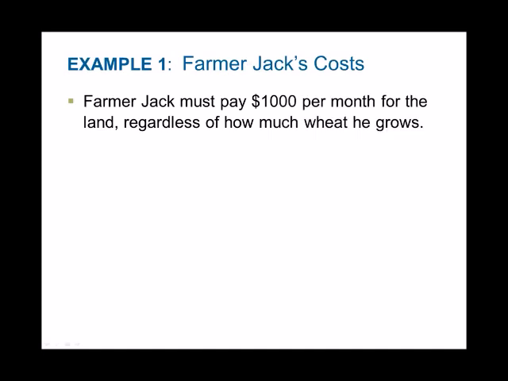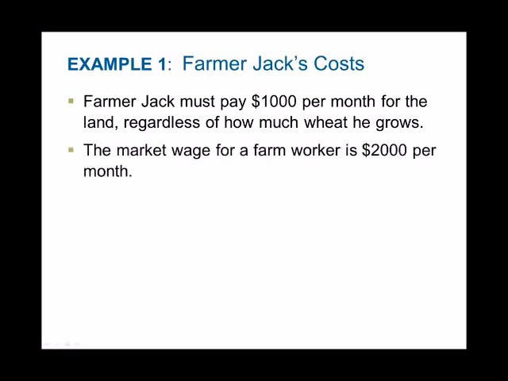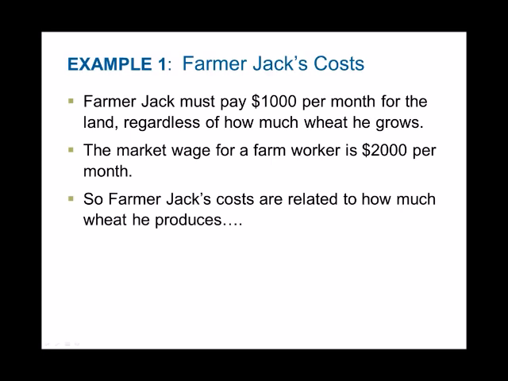Now let's look at the cost side. Supposing Farmer Jack must pay $1,000 per month for land, regardless of how much wheat Farmer Jack produces. So if Farmer Jack produces 0 bushels of wheat, he still has to pay $1,000 per month. If Farmer Jack produces 5,000 bushels of wheat, Farmer Jack still has to pay $1,000 per month. Let's say the market wage for workers is $2,000 per month. So Farmer Jack's costs are related to how much wheat he produces.